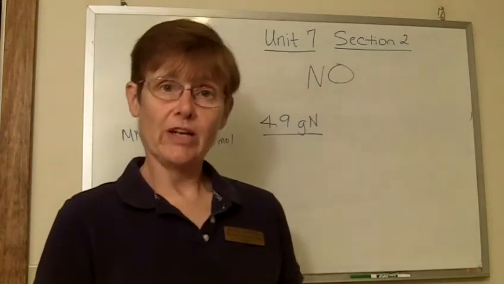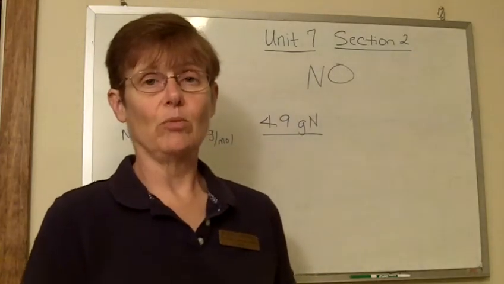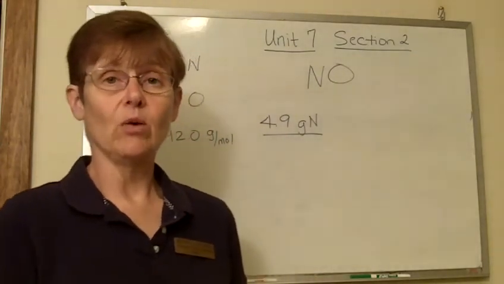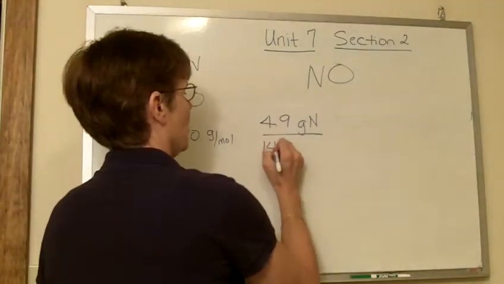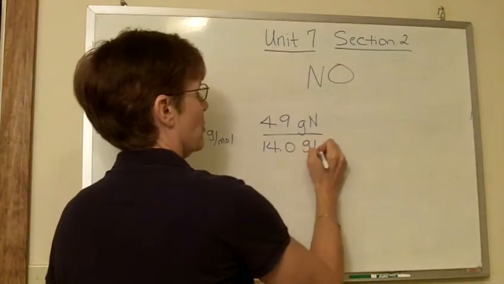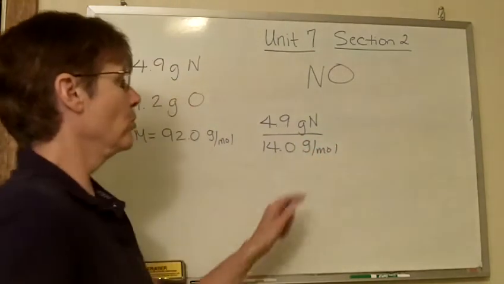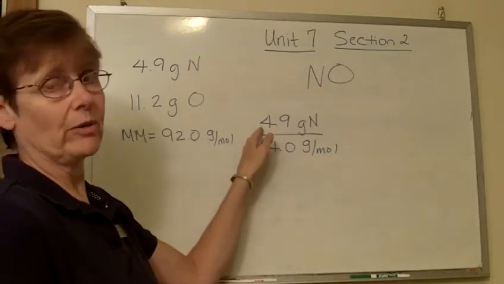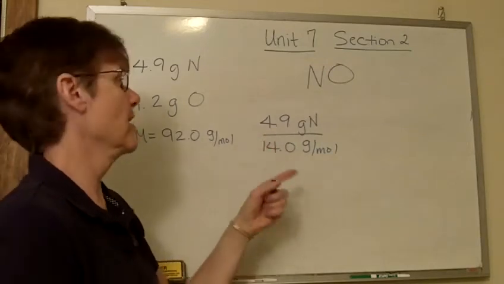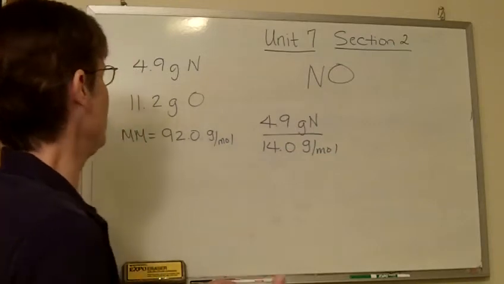So if you look at your periodic table, you will see nitrogen has a molar mass of 14.0 grams in every mole. So we'll divide this by 14.0 grams per mole. So in 1 mole, there's 14 grams. Now we only have 4.9 grams, so clearly we don't have a whole mole of this stuff, but we'll find out what we've got in a minute.